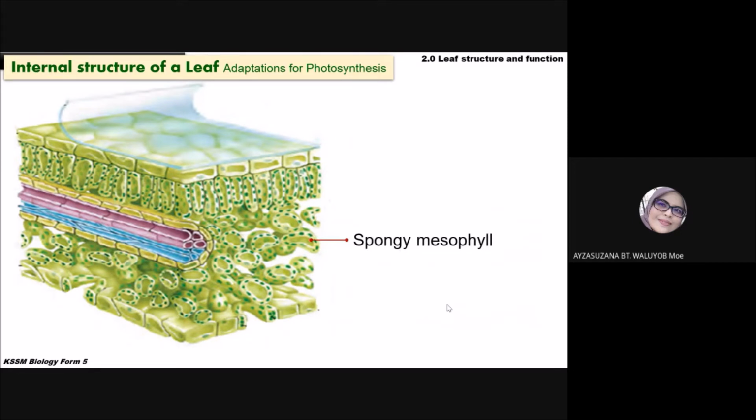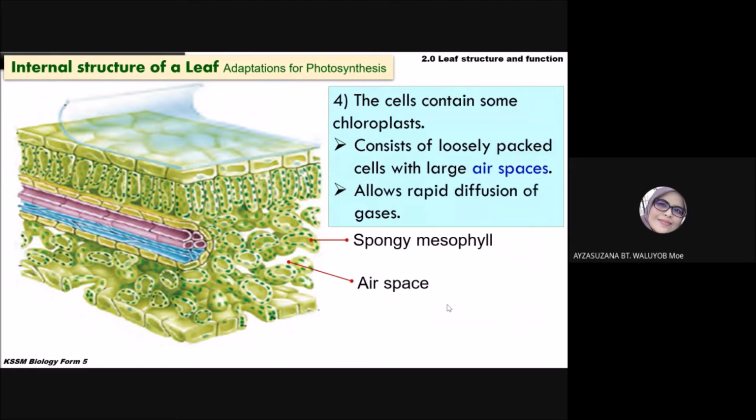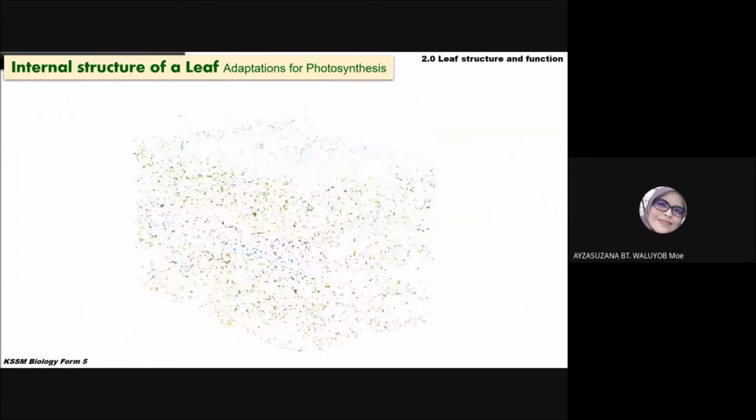Okay, spongy mesophyll. The cells contain some chloroplasts. Still contains chloroplasts but a few compared to the palisade mesophyll. Okay. Consists of loosely packed cells with large air spaces. So this is the air space, air space. Why? To allow rapid diffusion of gases. So this aspect of function is to allow the rapid diffusion of gases.